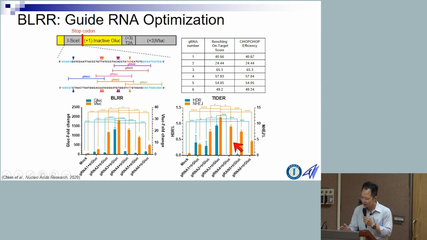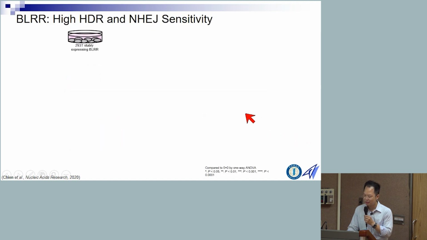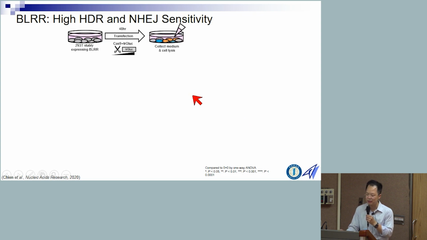And we're pretty happy, but then we knew that the reviewers would not be convinced. So we went to do the expensive experiment. But before that, we were also trying to see if the reporter is sensitive enough to pick up concentration differences. So in here, we have our 293T cells stably expressing the reporter, and then we co-transfected with truncated GLUC plus the guide RNA that we had identified to be guide RNA 3.